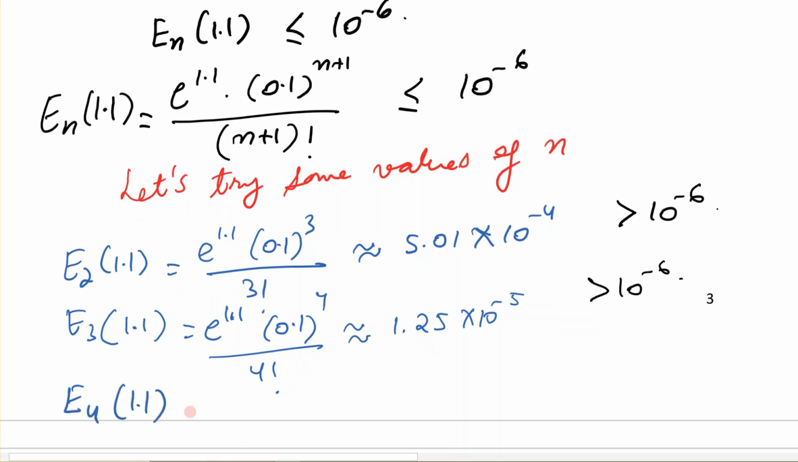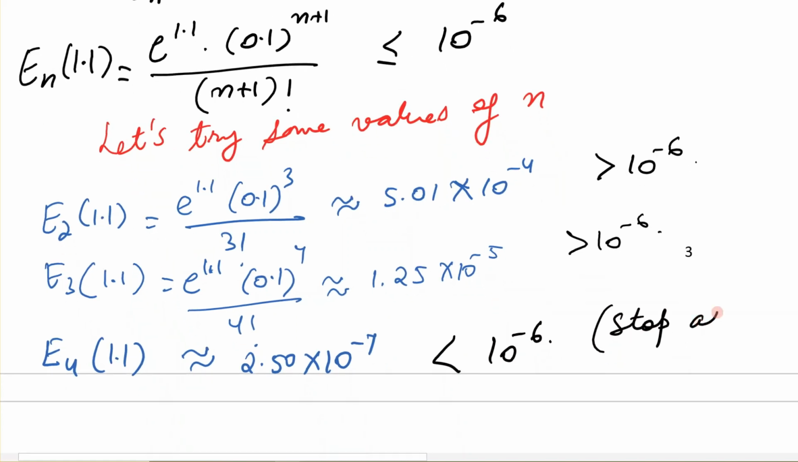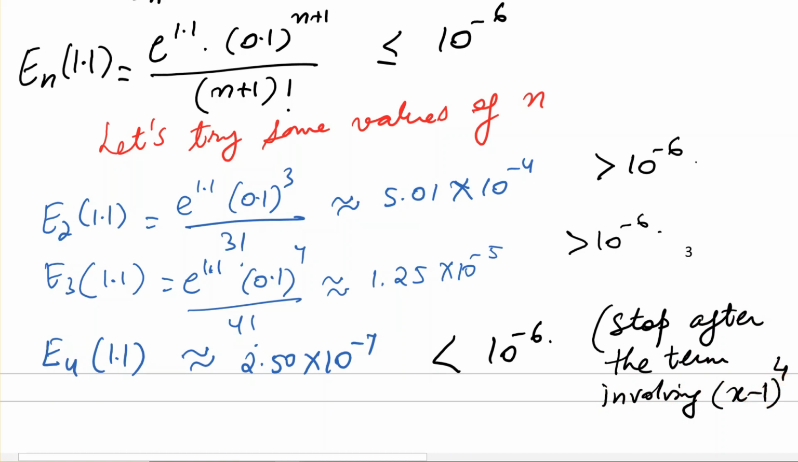For n equals 4, when we calculate this, we get 2.50 times 10 raised to power negative 7. And clearly, this is less than 10 raised to power negative 6. So we need to stop here. So stop after the term involving, so what power of x? So n is 4, so it means the term involving, and since this is a Taylor series around 1, x minus 1 raised to power 4. So stop after this term in order to get the accuracy of 10 raised to power negative 6.